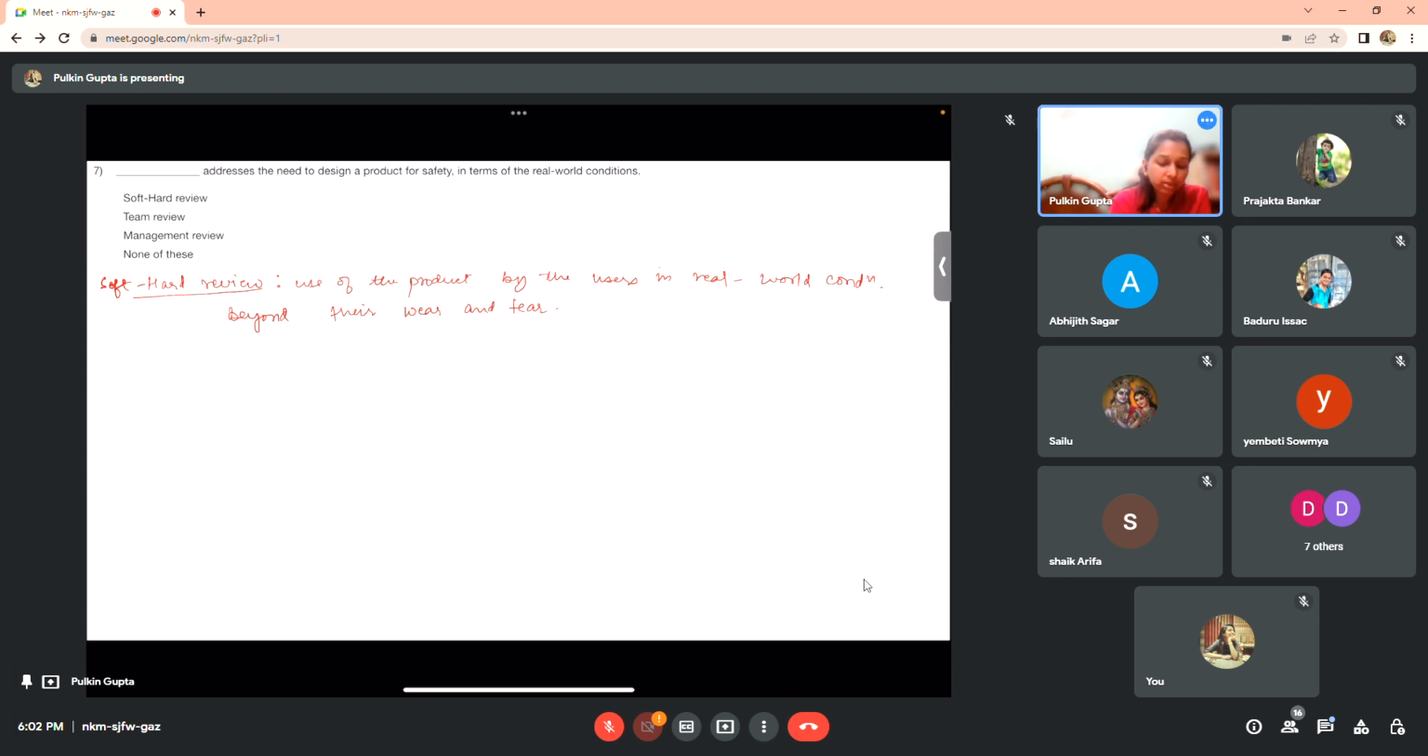Okay. Next is team review. So this is basically the review of a team, and next is a management review. The correct answer is soft hard review. This is one of the design review processes. So other two processes were, as mentioned, failure mode and effect analysis, and the other was experimental design, and one is your soft hard review, on which this question is based.